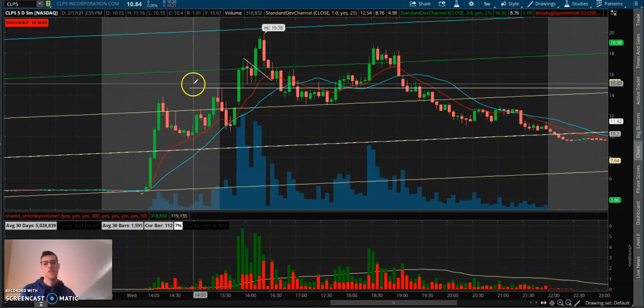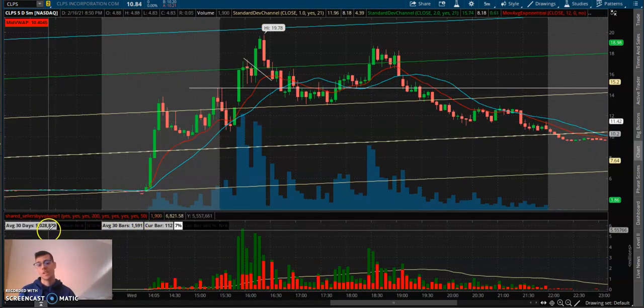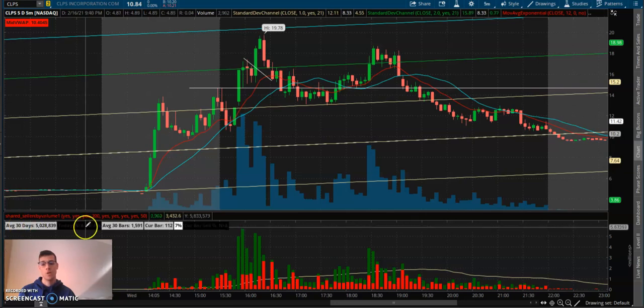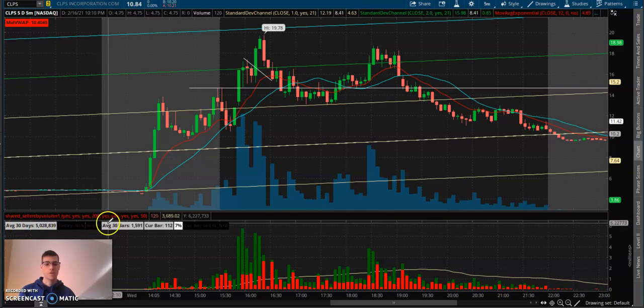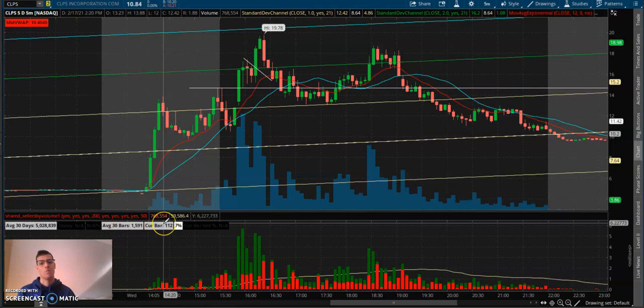Volume definitely as a confirmation, but not only moment. So look what it says here. Average, so 30 days volume and today's volume. The market is closed, so it's not saying it now. And average 30 bars and current bar.